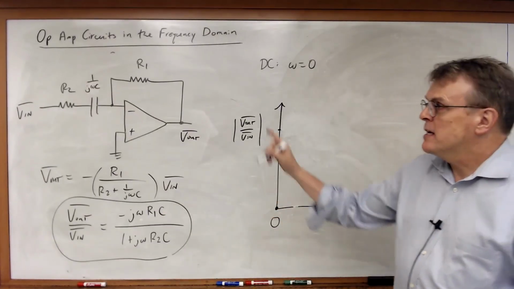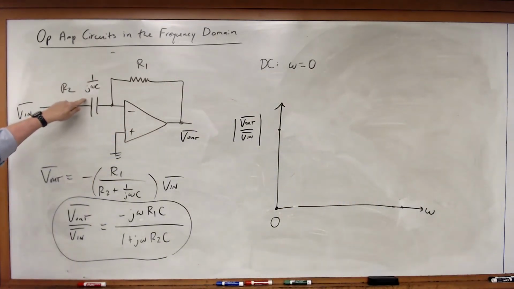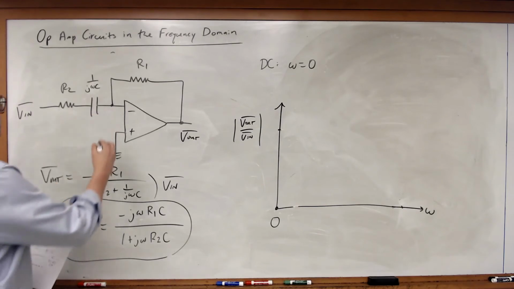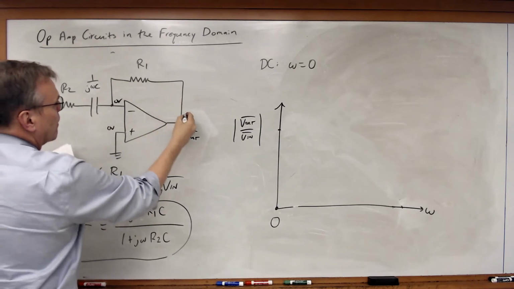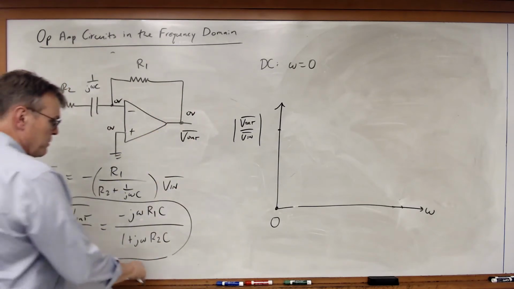This makes sense. Think about it. At DC, the capacitor is an open circuit. So no current from this Vn source can make it to this node. All I've got is 0 volts here, 0 volts here, no current flowing through R1, therefore I've got 0 volts here. So no surprise there.